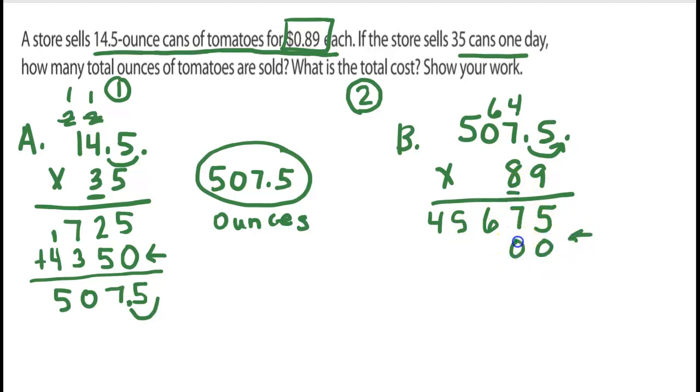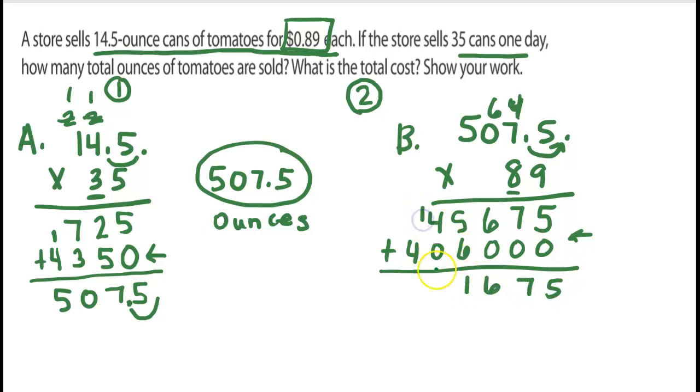8 times 5 is 40, drop my 0, carry my 4. 8 times 7 is 56, plus 4 is 60, drop my 0 again, carry my 6. That's funny how that's working out. 8 times 0 is 0, plus 6 is 6, and 8 times 5 is 40. Once I add these two partial products together, 5, 7, 6. 6 plus 5 is 11. Drop 1, regroup a 1. 4 plus 1 is 5, and bring down my 4.